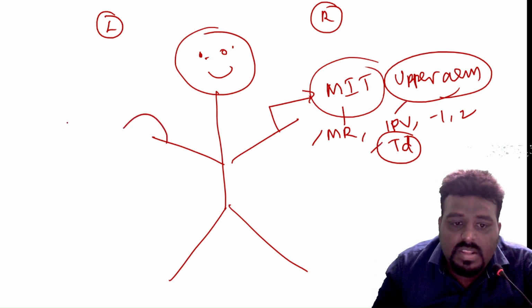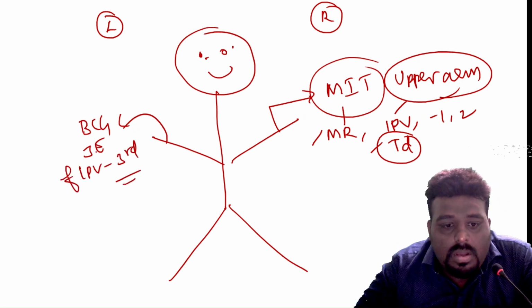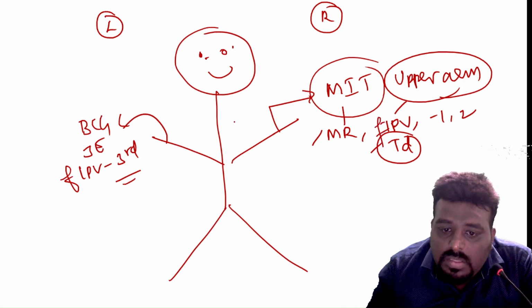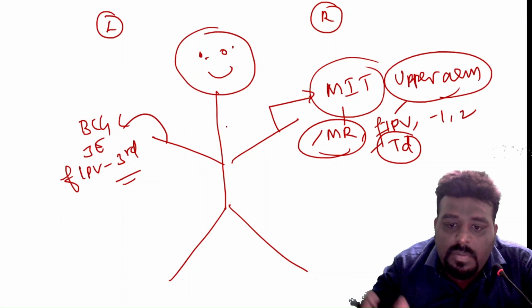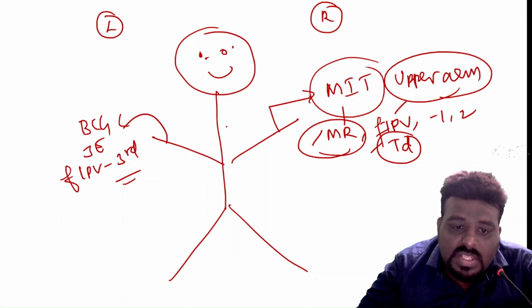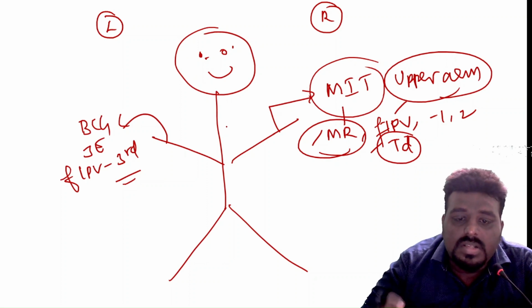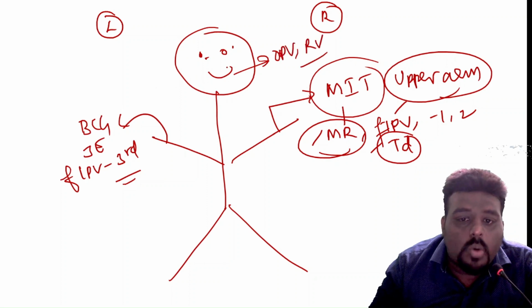The vaccines which are given on the left side are BCG, JE and fractional IPV third dose alone. Remember, since the fractional IPV first and second doses are there and in the 9th month MR is also given, two injections cannot be given on the same site in the 9th month of age. So that particular fractional IPV third dose is shifted to the left side when the MR dose has been given on the right side in the 9th month. That is how. And OPV and RV are given by mouth.